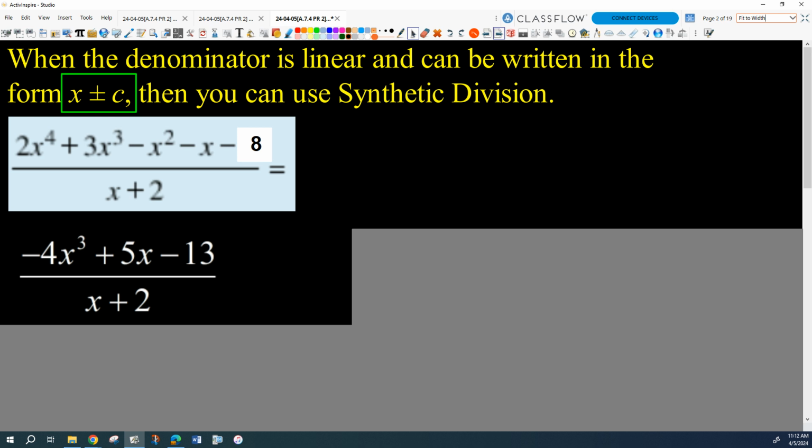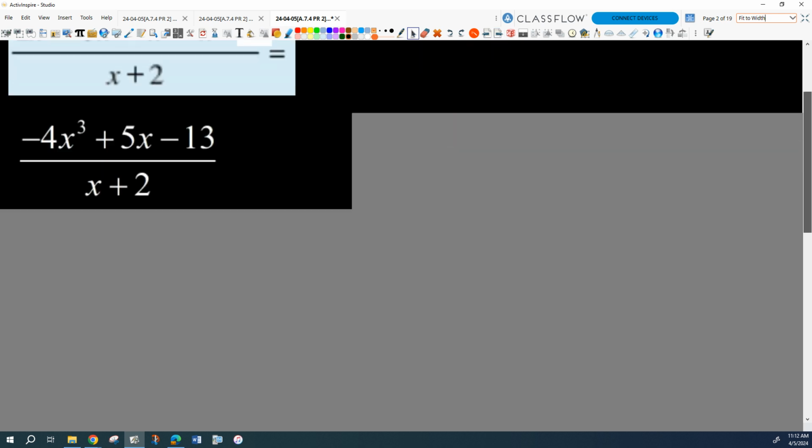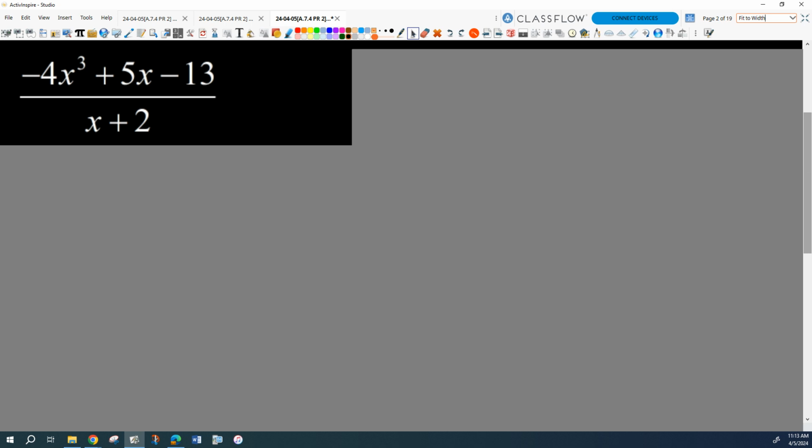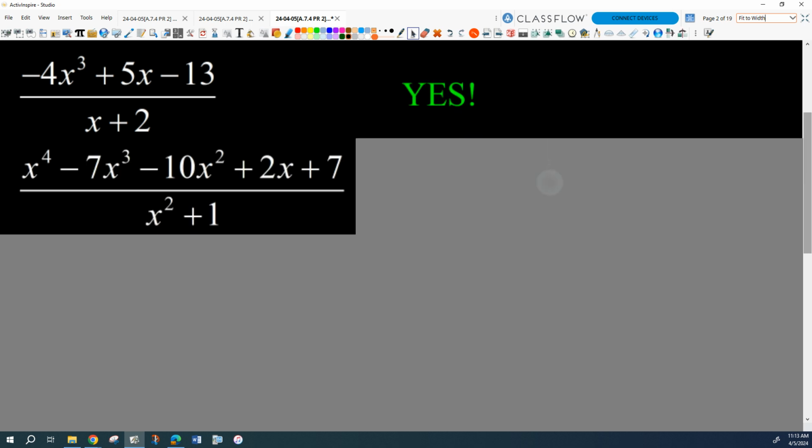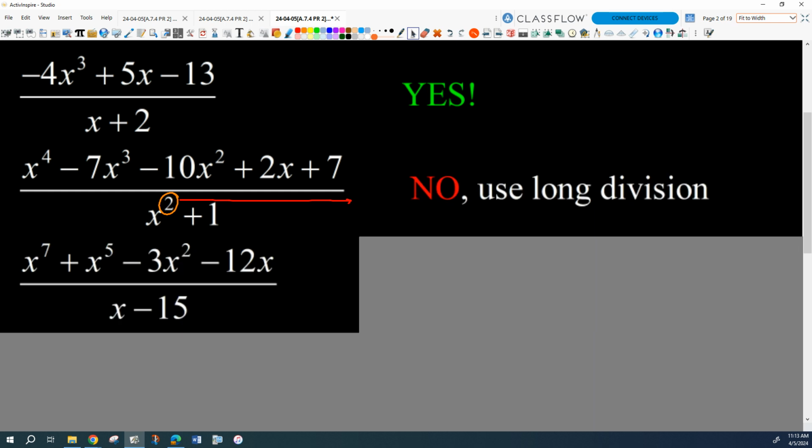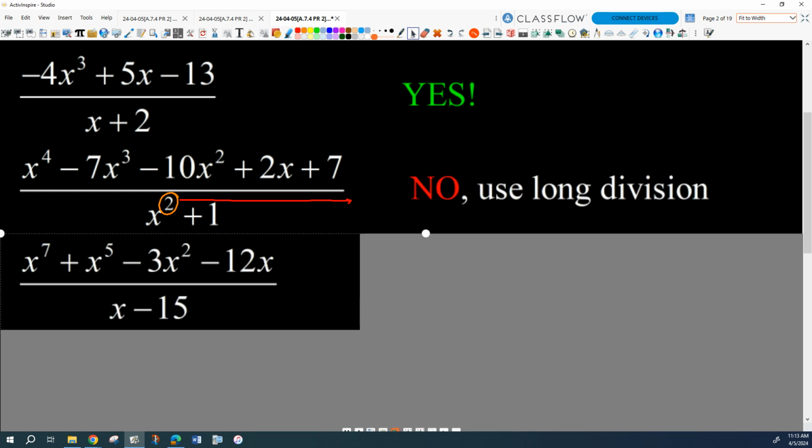So the first thing is, I want you guys to vote with your thumbs up or down on some examples. You tell me, could I use synthetic division or not? Yes, you can. First one, you can. The next one, no. What's wrong with this one? X squared. You just can't do x squared. It's only x. It's pretty much just x plus anything, or x minus anything. So the answer for that one is no.